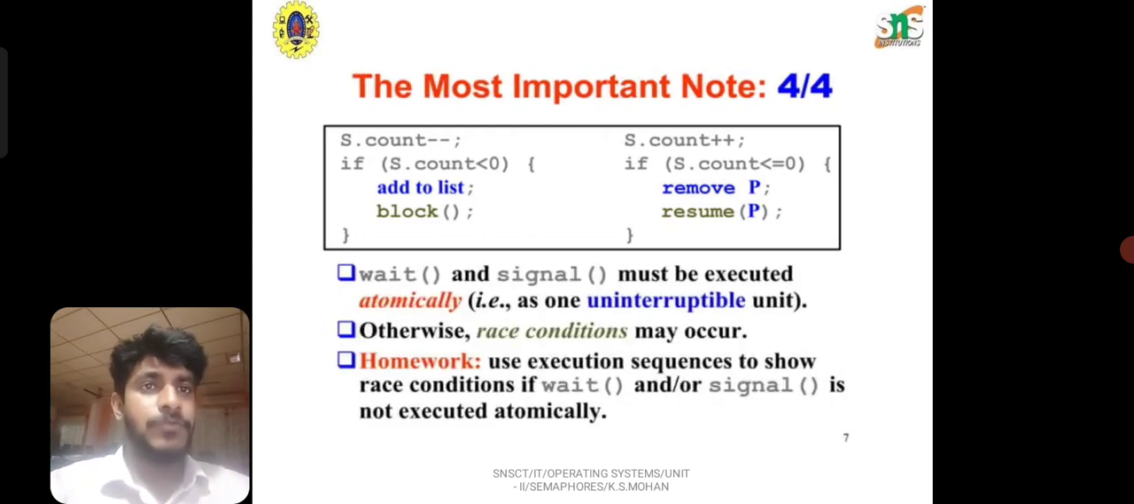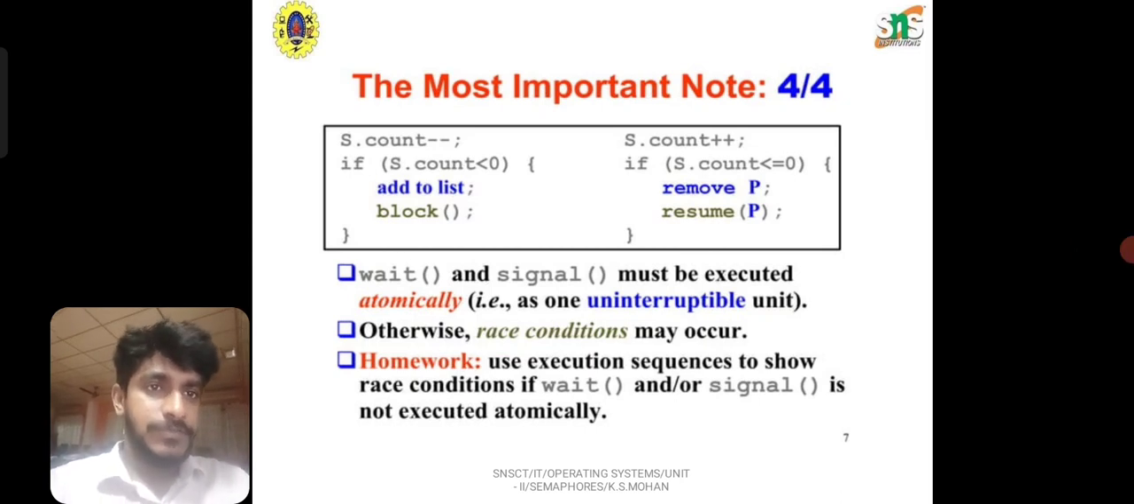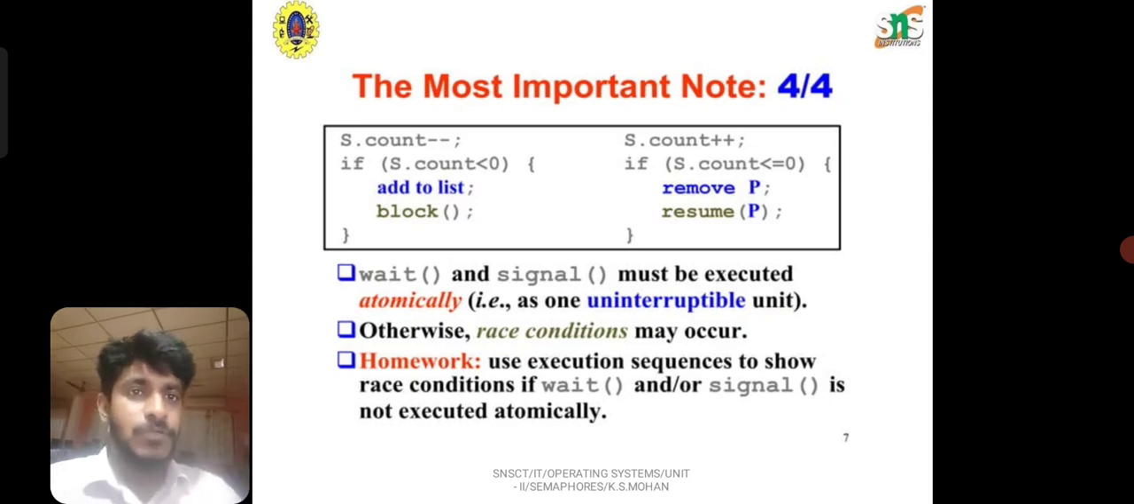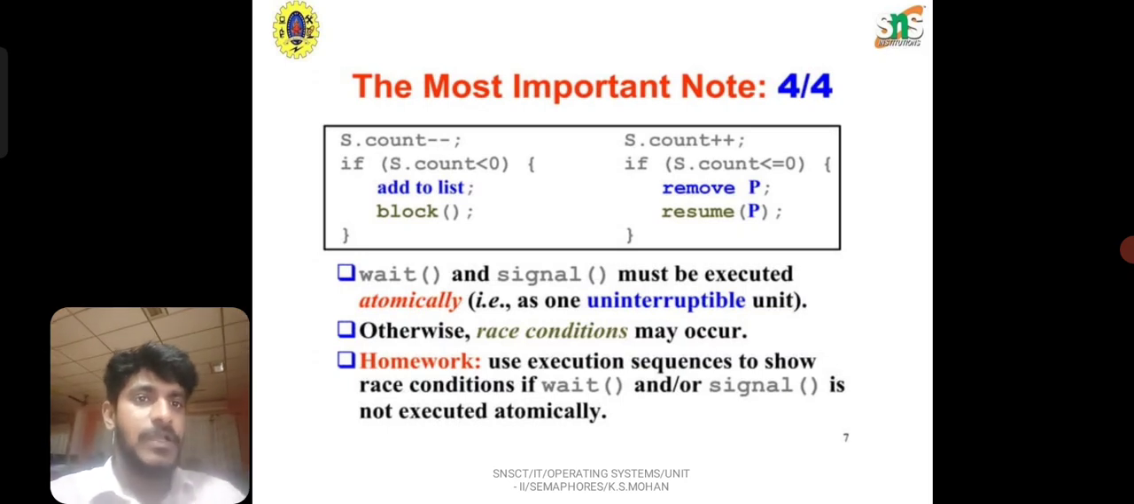The most important note, 4 of 4, is that wait and signal must be executed atomically, otherwise race conditions may occur. Use an execution sequence to show the race condition if wait or signal is not executed atomically. So wait and signal must be executed atomically, as an uninterrupted unit, otherwise a race condition may occur. As homework, use an execution sequence to show race conditions if wait and signal are not executed atomically.